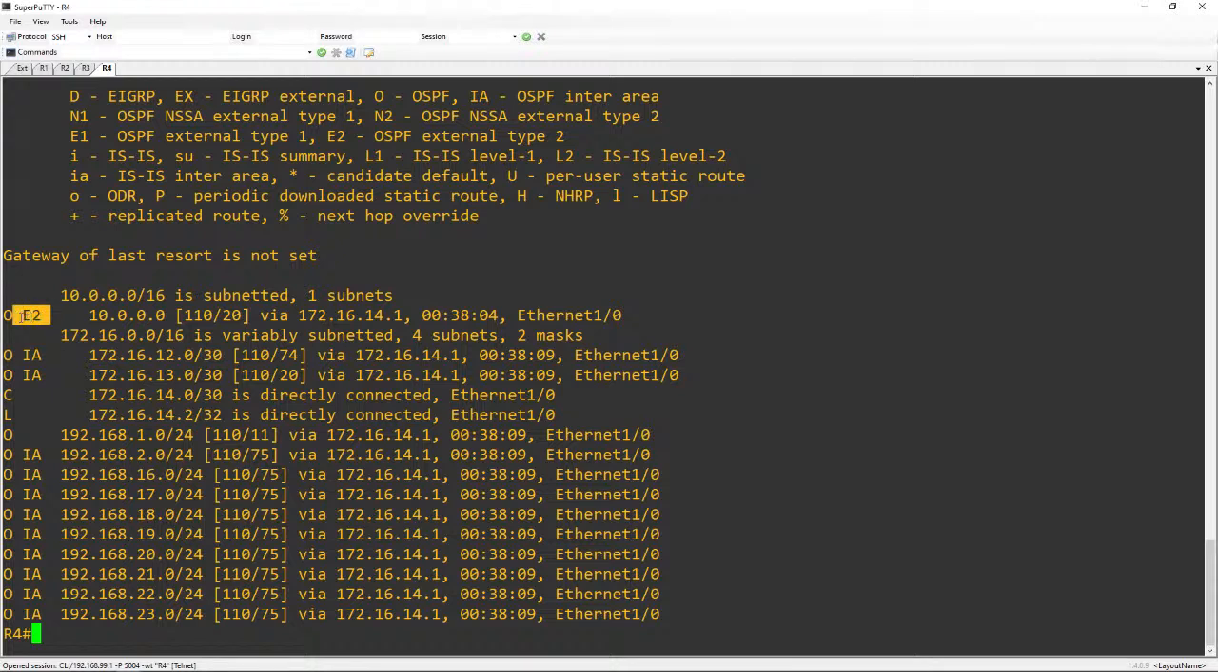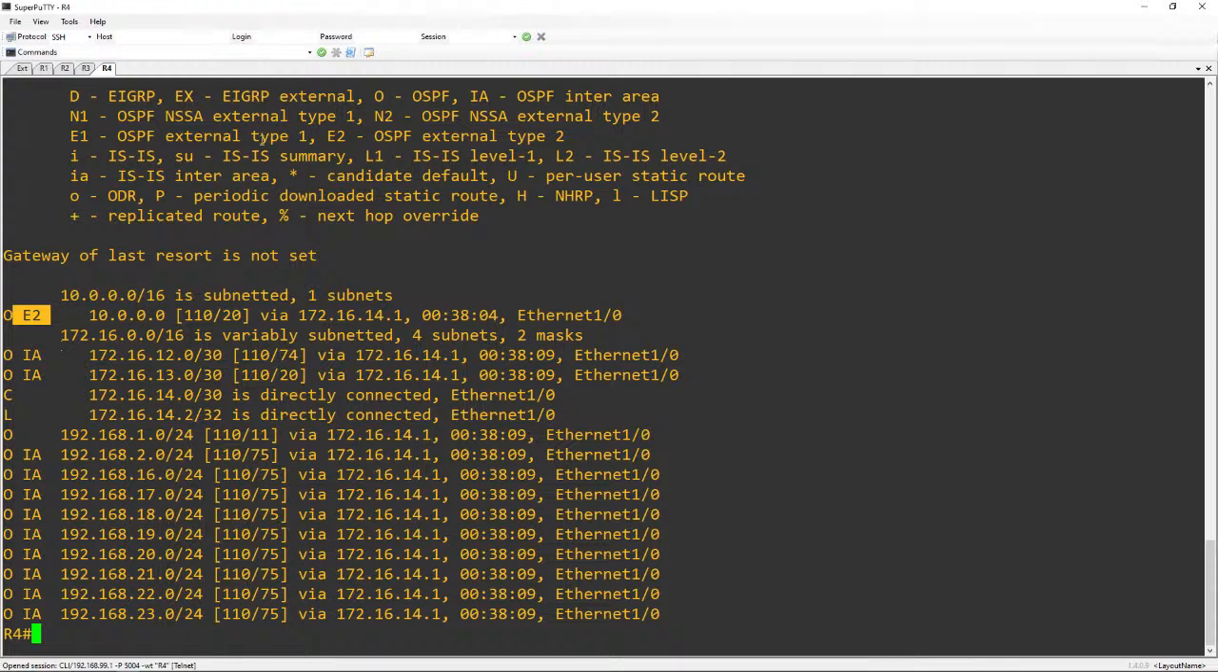All right? E2 as well as E1. E1 and E2 are basically the same. The only difference between E2 and E1 is how the metric is calculated. E2 doesn't increment the metric, whereas E1 does increment the metric based on whatever the seed metric is when you do the redistribution. But an E2 route is an external route, which basically represents a type 5 LSA. All right?